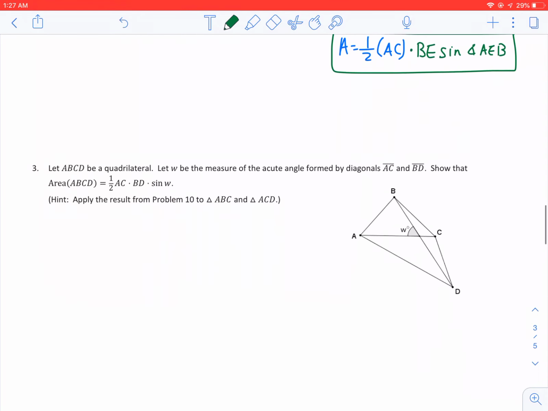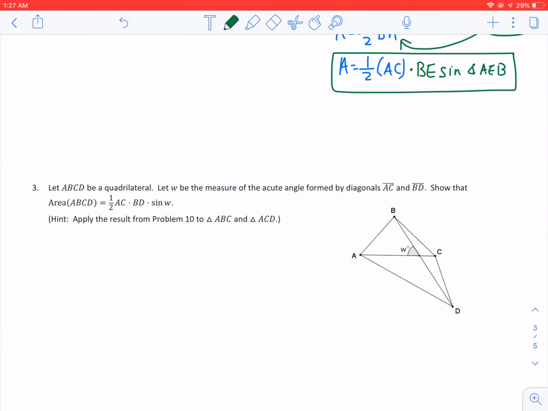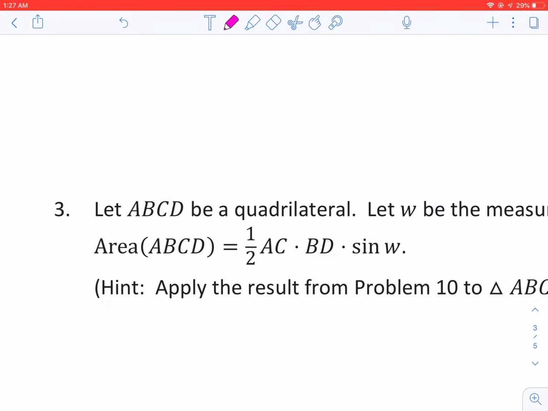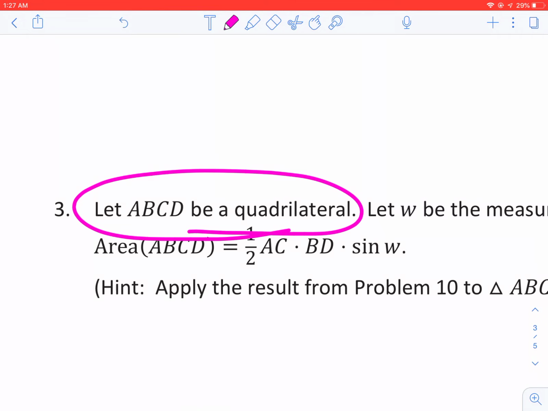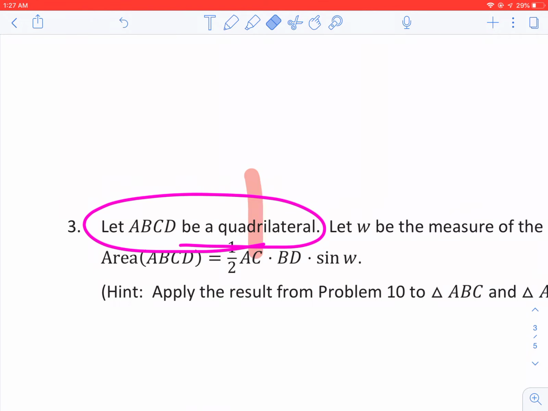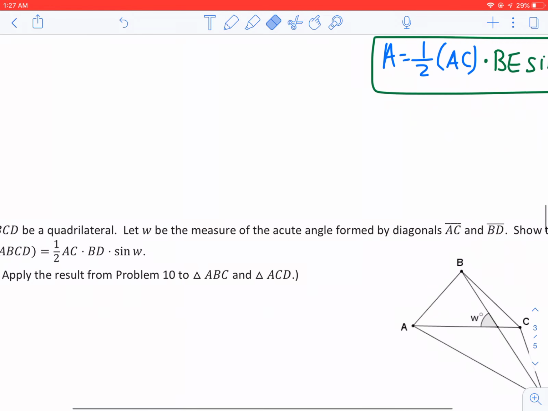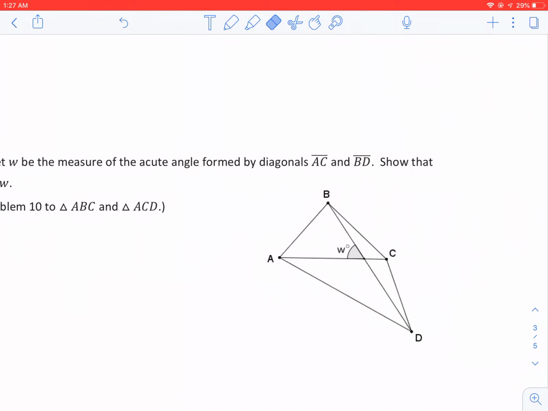So this is going to let us do something extremely powerful, which is find the area of any quadrilateral. We know how to find the area of things like a kite, or a parallelogram, or a trapezoid, or a rhombus, or a square, or a rectangle. But any quadrilateral, that is some good stuff. So we've got this quadrilateral ABCD.